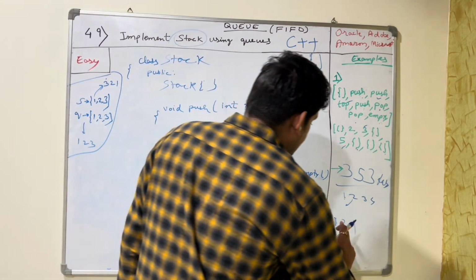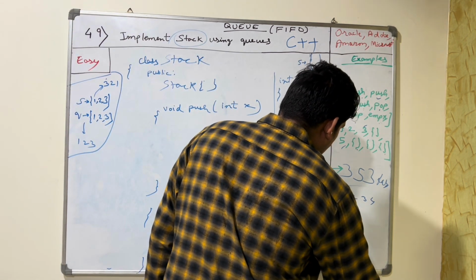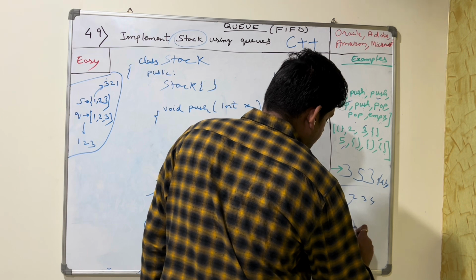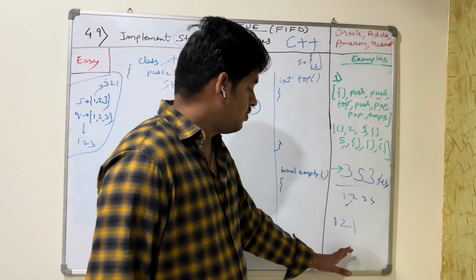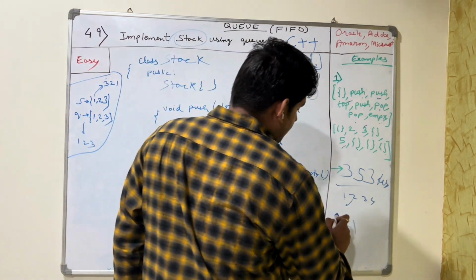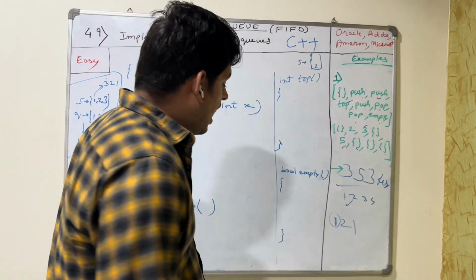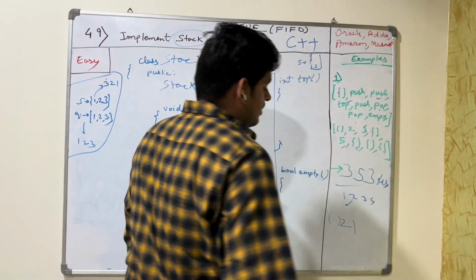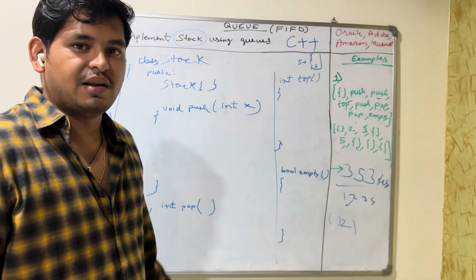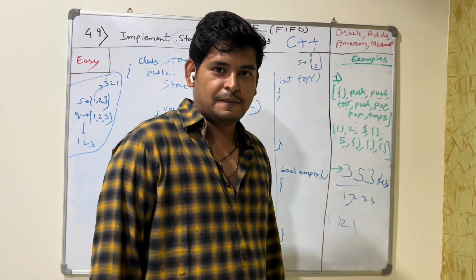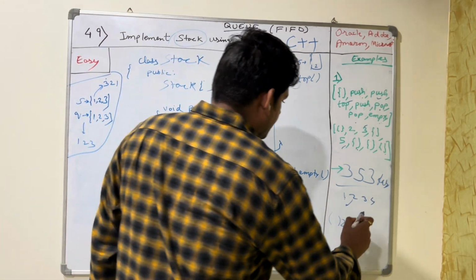And then I will pop out. So once 1 is pushed to the queue, what is there in the beginning? 1 only is there. I'll pop this element, I'll remove this element. So it becomes 2, 1. Now 3 comes back again.